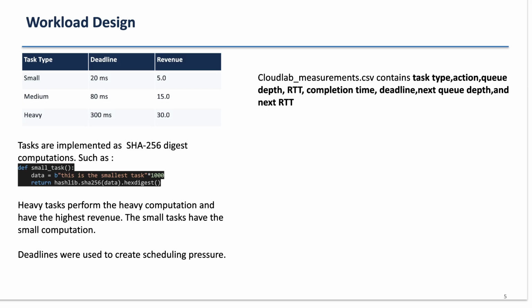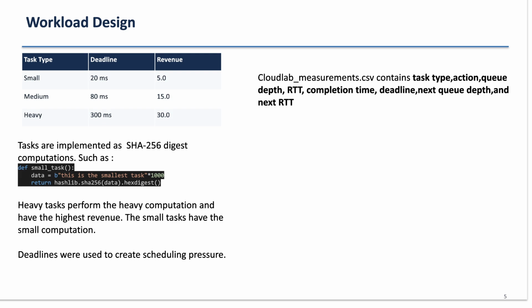For the workload design, there are three different types of problems. They are represented as small, medium, and heavy. The deadline for the small is 20 milliseconds, and the revenue is 5. The deadline for the medium is 80 milliseconds. The revenue is 15. The deadline for the heavy task is 300 milliseconds. The revenue is 30.